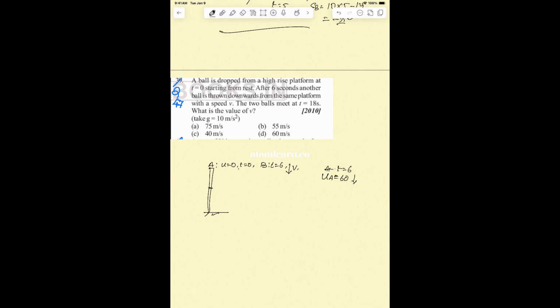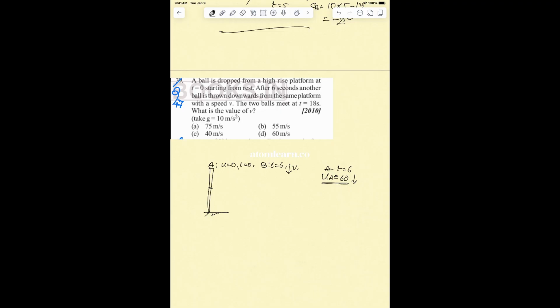They are only asking about what will be the value of V so that they meet at t equal to 18 seconds. Therefore we can ignore further calculation about the S where A will be after 6 seconds. We don't have to bother about that. Supposing they are asking where the crossing takes place, where they are meeting, then and only then we require that particular S calculation. Otherwise we don't require it. It's enough if we just calculate after 6 seconds what will be the velocity of A.